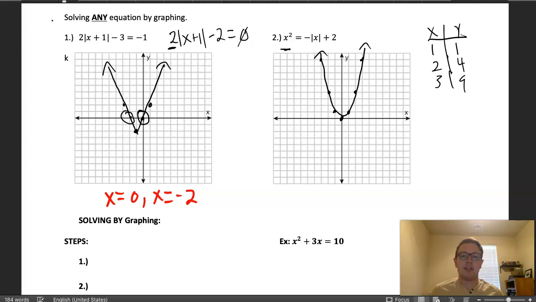Now we need to graph the right-hand side. The right-hand side is negative absolute value of x plus 2. So that means we're shifted up 2. And instead of going over 1, up 1, we're going to go over 1, down 1. So we're going to go over 1, down 1, over 1, down 1, and so on. And we'll do that the same going the other way. And we'll graph these.